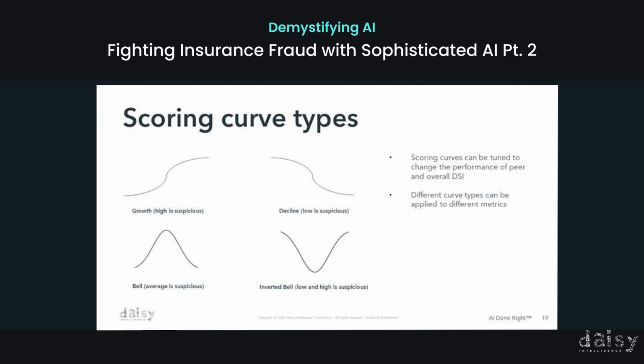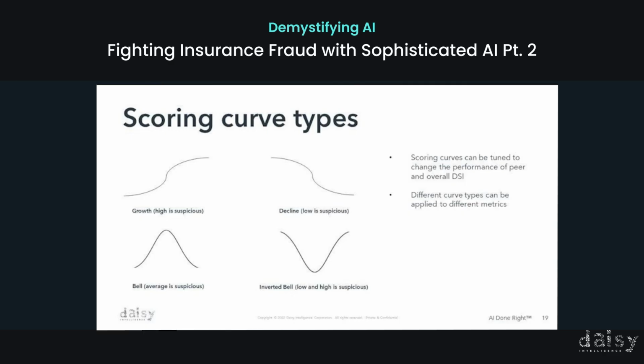But if you were a general practitioner and you did nothing or did very little of something compared to your peers, that could be suspicious. So that's the case where a decline curve could be suspicious. There could be a case where an inverted bell would be suspicious, where a low number would be suspicious and a high number suspicious.